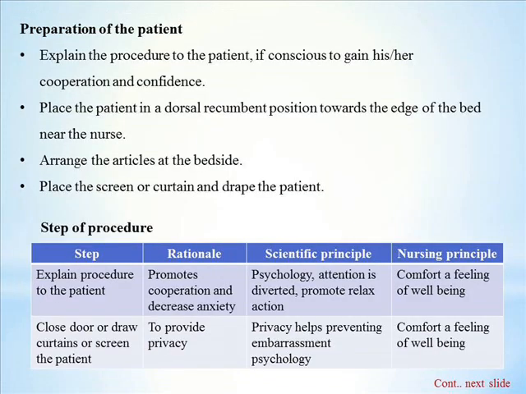Now we will see how we will prepare the patient before catheterization. First, we have to explain the procedure to the patient if he is conscious, to gain his or her cooperation and confidence. Then we have to place the patient in a dorsal recumbent position towards the edge of the bed near the nurse. Then we have to arrange the articles at the bedside. Then we have to place the screen or the curtain and drape the patient to provide privacy.